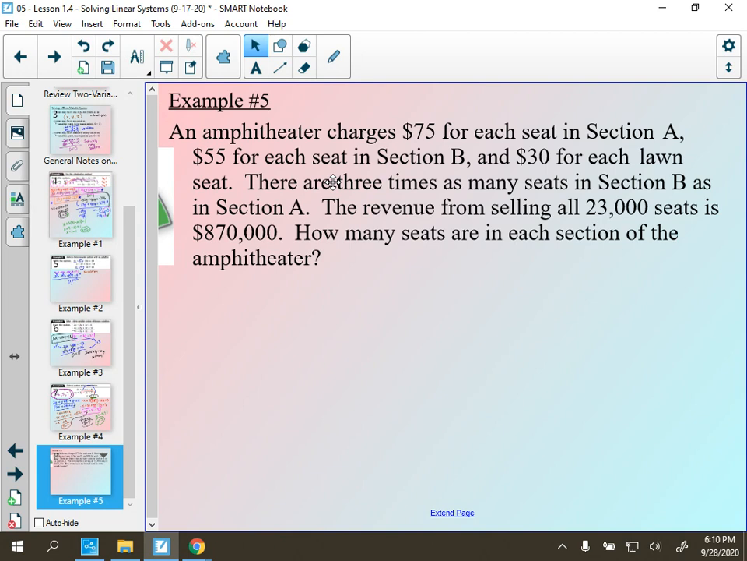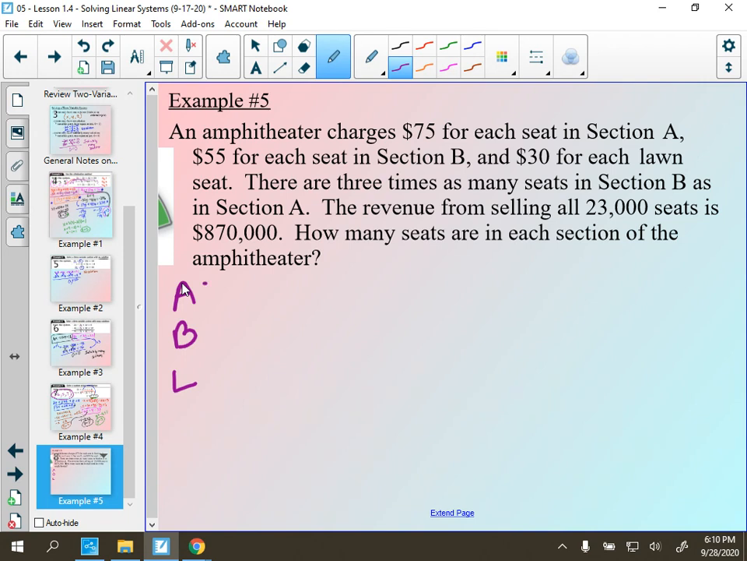First things first, we're going to define our variables. So what does that mean? Whatever you want to use for your variables, capital letters, lowercase letters. For a problem like this, where there's an A section, a B section, and then a lawn section, it makes sense to me to call our variables A, B, and L. Why capital? Well, a lowercase l looks like a 1, so I'd rather keep them capital. It doesn't matter.